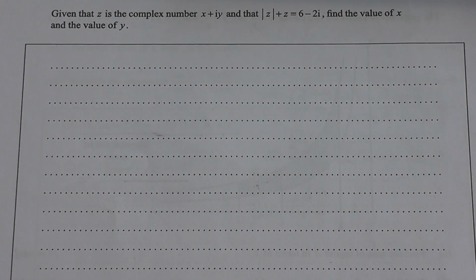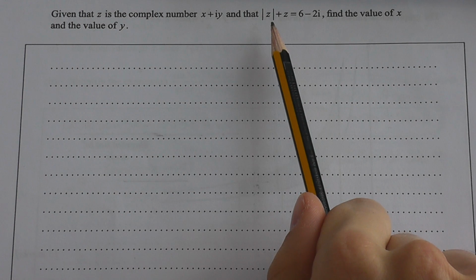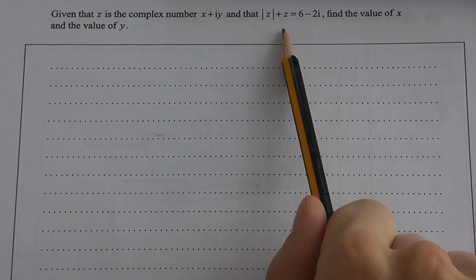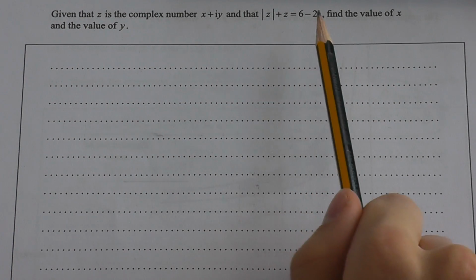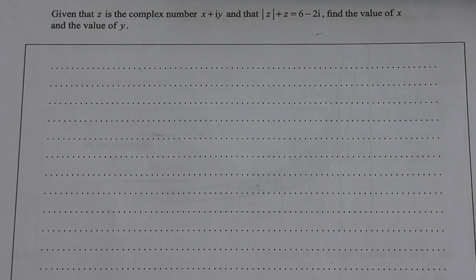This is a complex number question where we are asked to find the values of x and y, given that the argument of z plus z itself is equal to 6 minus 2i. We're going to be using several complex number properties, more specifically, to solve this problem.